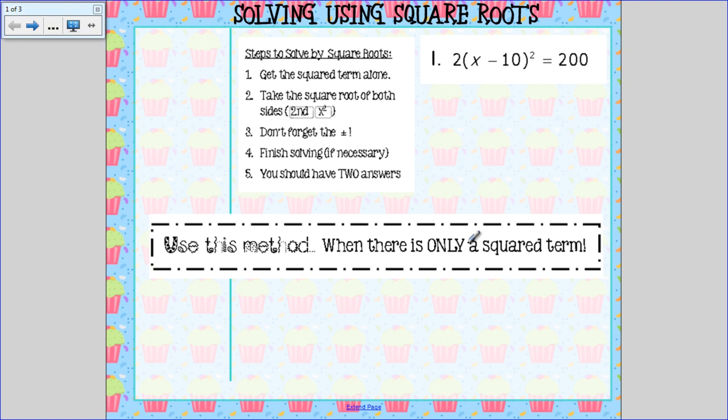The reason that's on there is because solving by square roots is actually pretty easy, and so as a rule, kids, when they learn this, they start wanting to use this method for everything, and it doesn't work for everything. It only works when there's only a squared term.